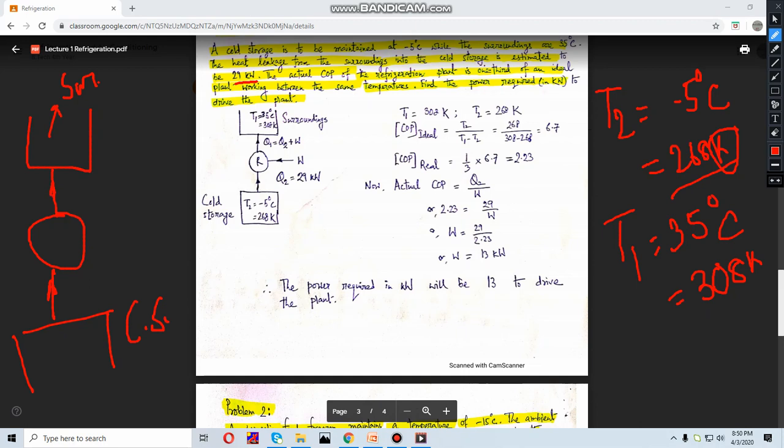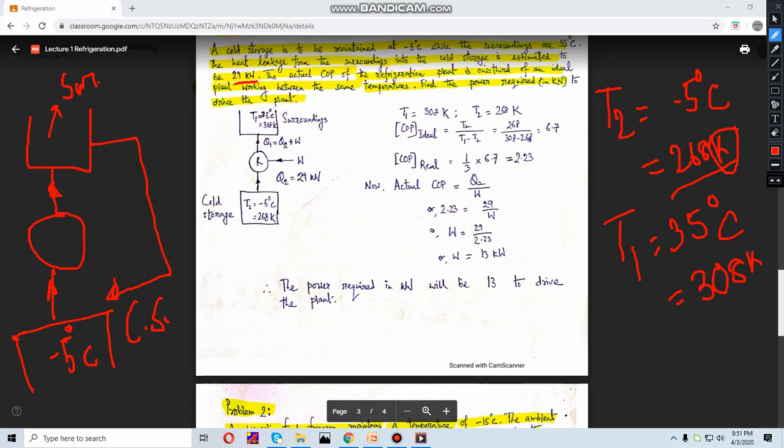Now heat is coming from here. Now see what happens. If heat is constantly coming from the surroundings to this cold storage, after some time the temperature, which was -5 degrees Celsius, if you allow this heat transfer, will obviously become greater than it. After some time the temperature will be more than -5 degrees Celsius. So the condition of maintaining the cold storage at -5 degrees Celsius will not be achieved.